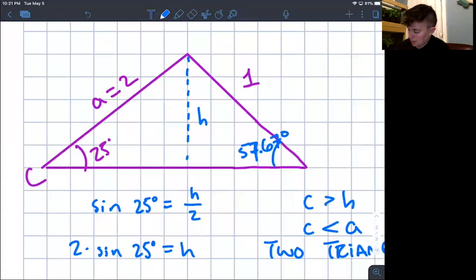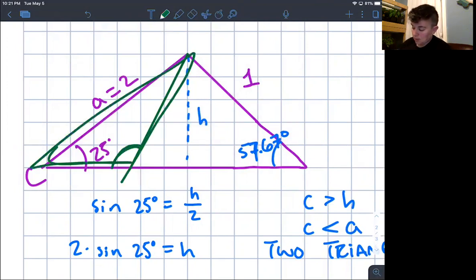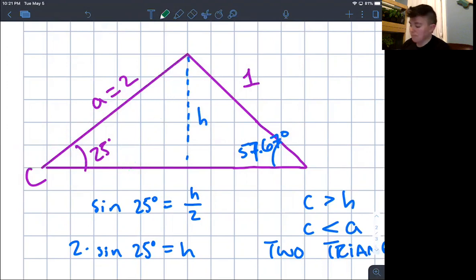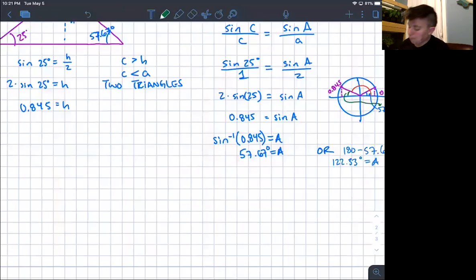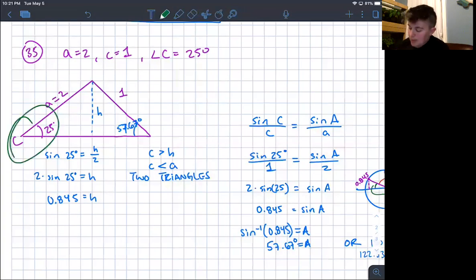Let me actually draw that in a separate color. The side comes down like this, and my angle A would be this one. So it's an obtuse angle, making this triangle right there. Okay, so now I have 2 angles to work with, so now I need to go from there. So I have angle C already, and I have 2 possibilities for angle A, right?